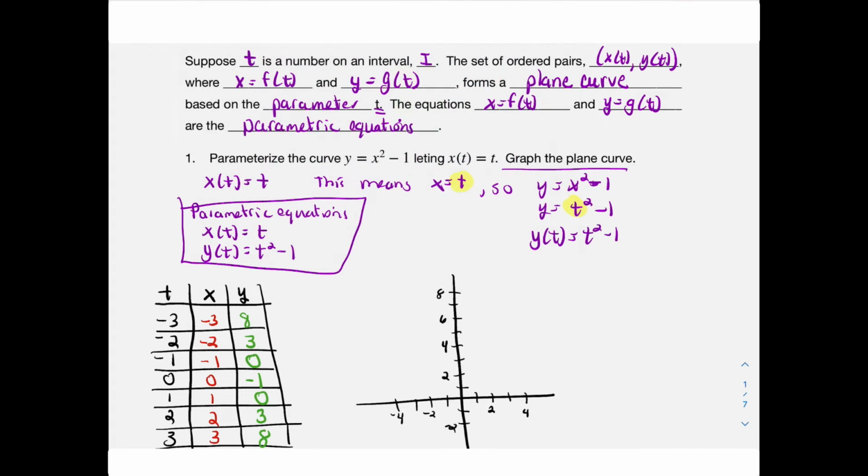Okay, we're going to start by plotting our first point. Our first point is the point -3, 8. So we're going to plot that on our graph. And then plotting -2, 3. -1, 0. 0, -1. 1, 0, 2, 3, and 3, 8. Then we're going to connect these dots with a nice smooth curve.